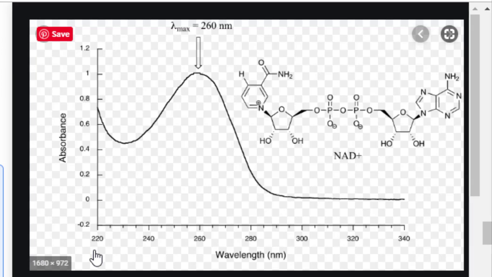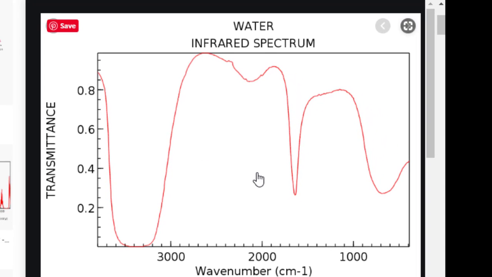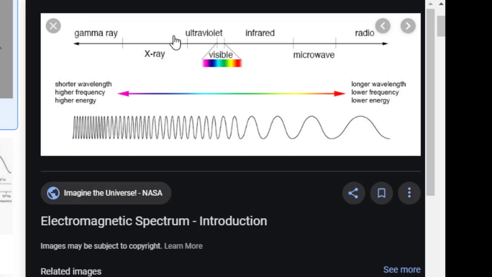But there are actually other kinds of spectroscopy. One very important kind of spectroscopy is infrared spectroscopy. This is the kind of spectrum you get from infrared. Now, once again, this is a different area of the electromagnetic spectrum. Let's go back to the electromagnetic spectrum. Infrared's over here. It's lower in energy than the ultraviolet and the visible.